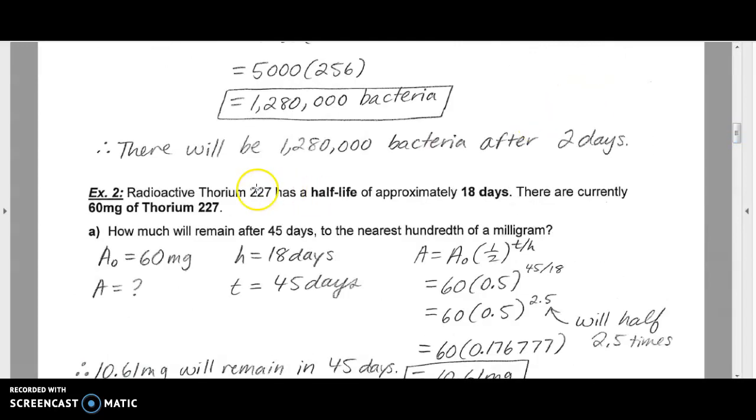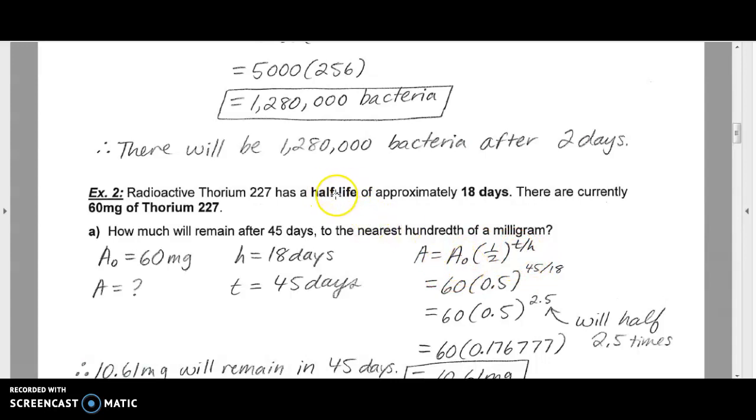Example 2. Radioactive thorium-227. This 227 has nothing to do with the question in terms of a number we're using. It's actually the name of this chemical. I'm not a scientist here, but it's in the name. So be careful and don't think this 227 is a number that has to go into the formula. It has a half-life.